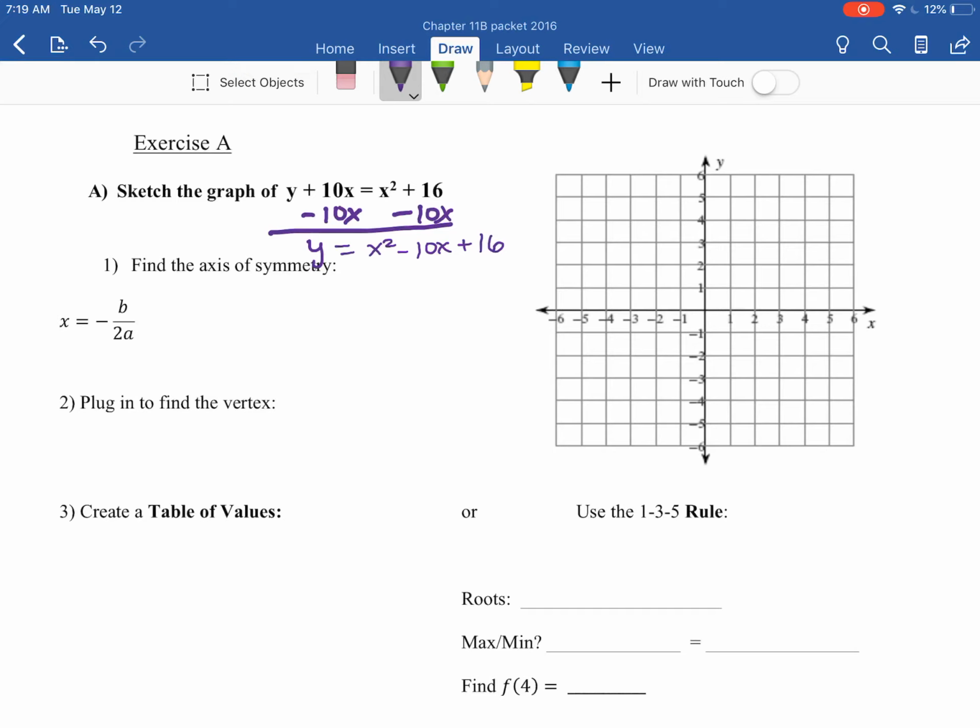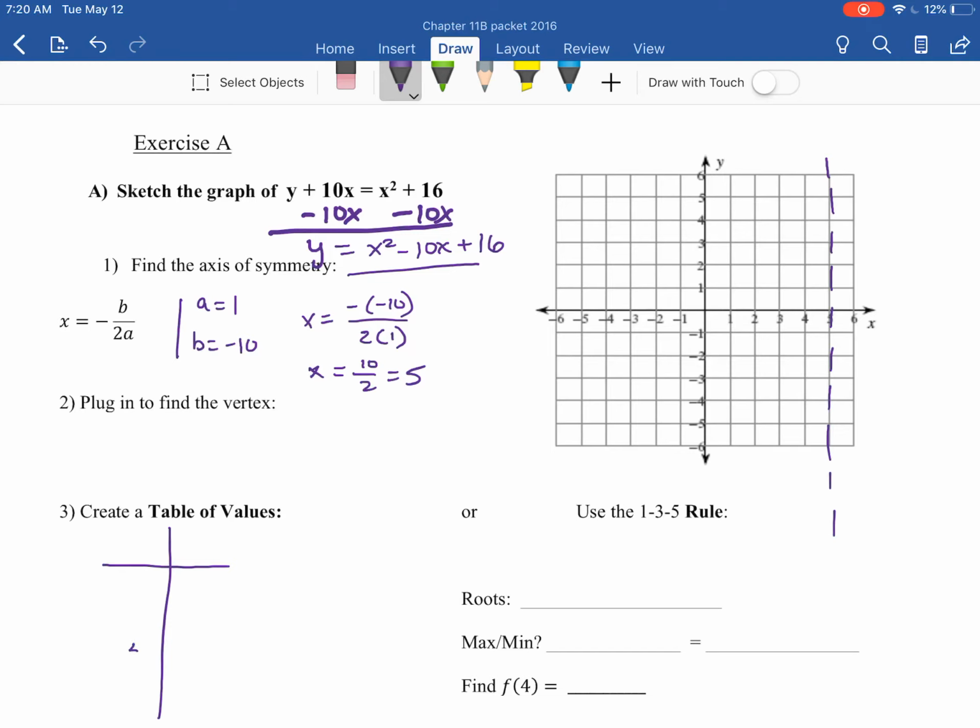Okay, let's take a look. So in this case, here's my equation. My a is equal to 1, b is equal to -10, and so my axis of symmetry is x equals negative b over 2 times a, so x equals 10 over 2, which is 5. My axis of symmetry is at x equals 5, so we'll start there. Okay, so when I do my table of values, remember 5 is going to be in the middle. Go 3 up and 3 down, within reason.